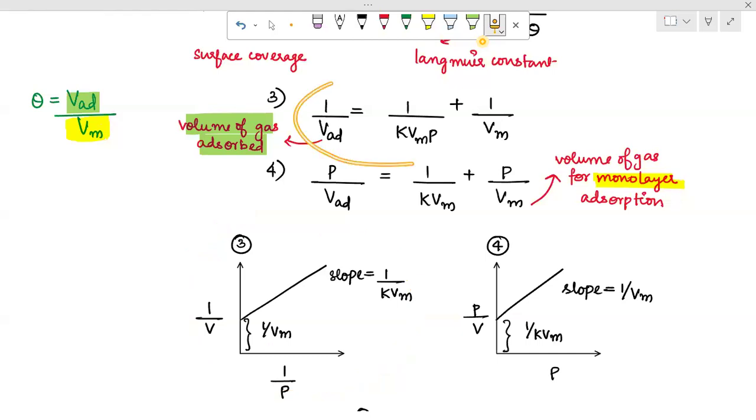The same equation, if multiplied with P throughout, you get equation number 4. And corresponding to this, the graph is shown over here where we have P by V along the y-axis and P along the x-axis, with a slope of 1 by Vm and intercept of 1 by Kvm. So please be careful. In the first case, whatever is the slope is equal to the intercept of the second case. So you can learn any one and you can use it.